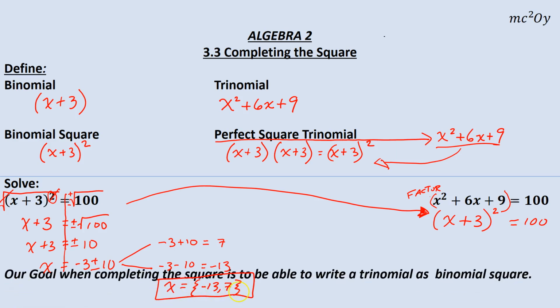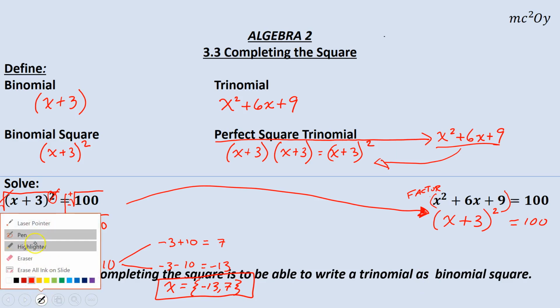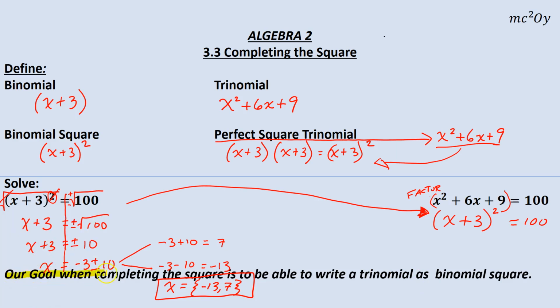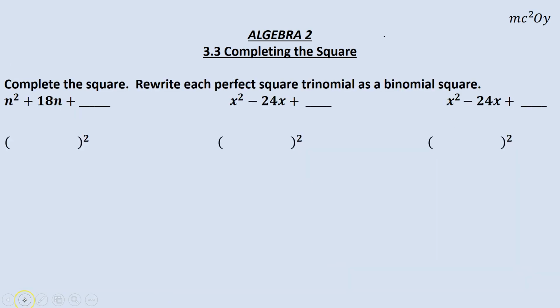So our goal today, when completing the square, is to be able to write a trinomial as a binomial square. The goal when completing the square is to be able to write a trinomial as a binomial square. I'm sorry that I've written over where that is, but I'll highlight it. That is our goal. So we want to be able to write a trinomial, this, as a binomial square, which makes it easier to solve. I'll go through some problems like that and we'll see what it looks like.